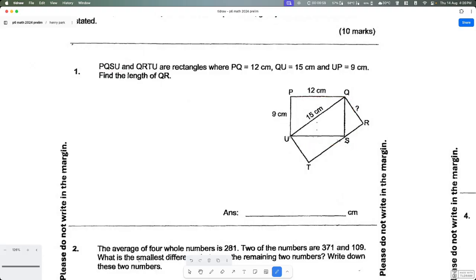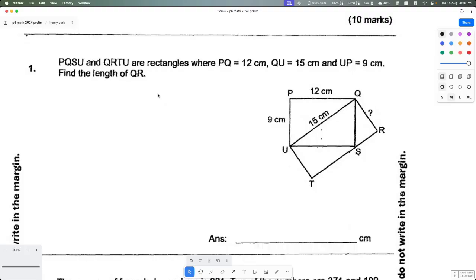Question number 1 says PQSU and QRTU are rectangles where PQ is 12 centimeters, QU is 15 centimeters, and UP is 9 centimeters. Find the length of QR. That's what we see over here. For this, we can get the area of the triangle, and then get the area of QRTU to get the breadth as what you see over here.